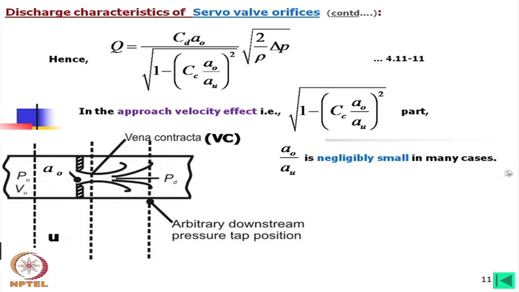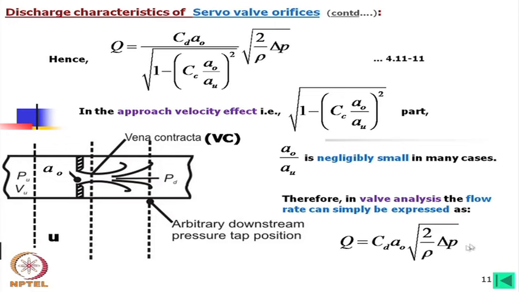A_0 by A_u is negligibly small in many cases, which I have already explained, and therefore, in valve analysis the flow rate can simply be expressed as Q = C_d A_0 √(2 ΔP / ρ). Now, this expression we have already used earlier in equation 4.11.3.